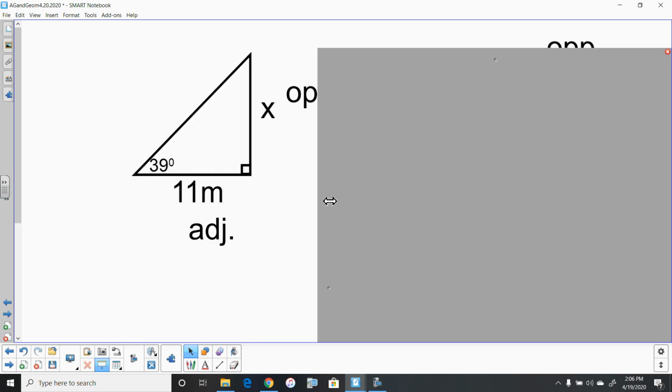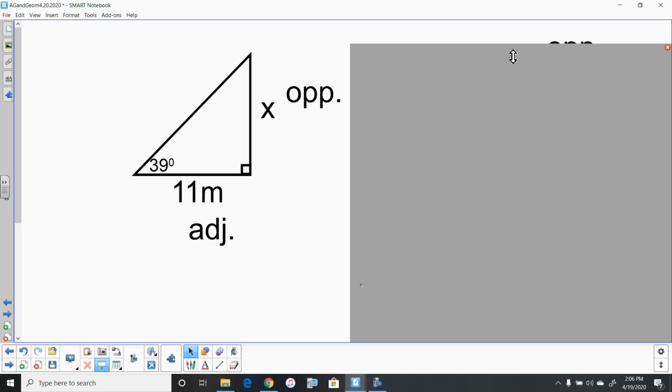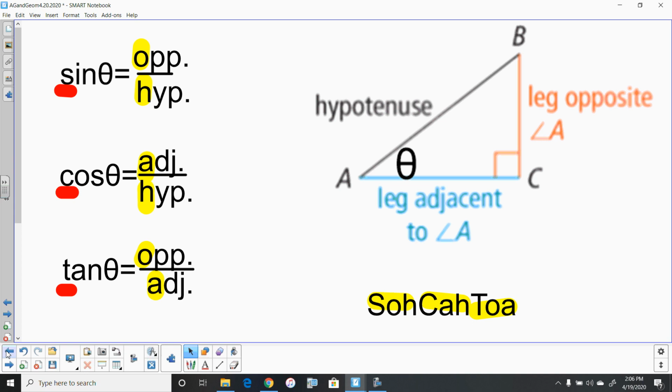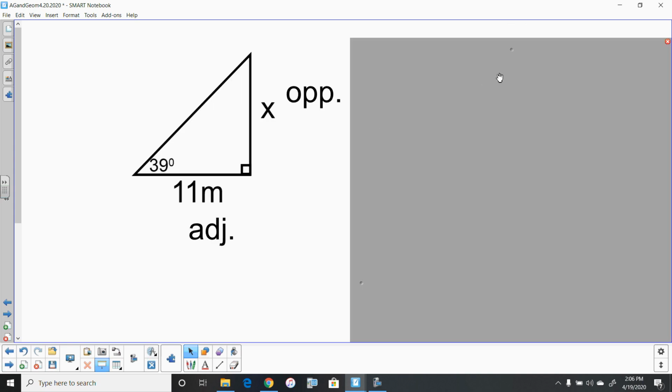We see in our first example here, here's our triangle. Well, if we position ourselves at 39 degrees, X is the opposite side. 11, remember, adjacent is just a fancy word that means next to. So 11 is next to 39 degrees, so it's the adjacent side. So then we have to ask ourselves, going back to this, which one of these three functions, sine, cosine, or tangent, uses opposite and adjacent? Looks like that would be tangent, okay?